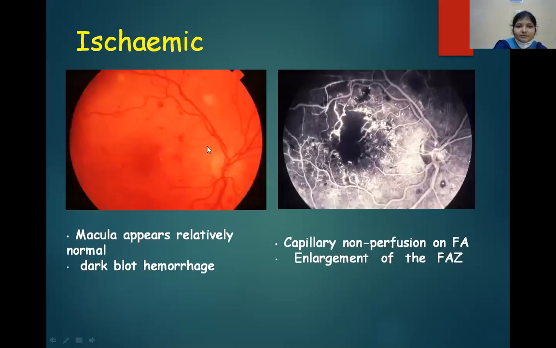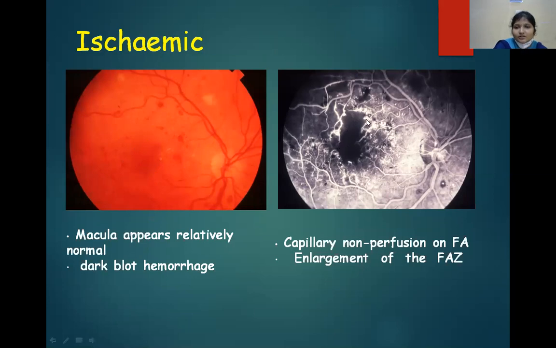Coming to ischemic maculopathy. So what is ischemic maculopathy? Because of occlusion of the vessels, there is decreased blood supply to the macula. Here the macula generally appears normal. Sometimes there can be dark blot hemorrhages present in the macular area. FFA is characteristic for ischemic maculopathy. We see the enlargement of the foveal avascular zone.